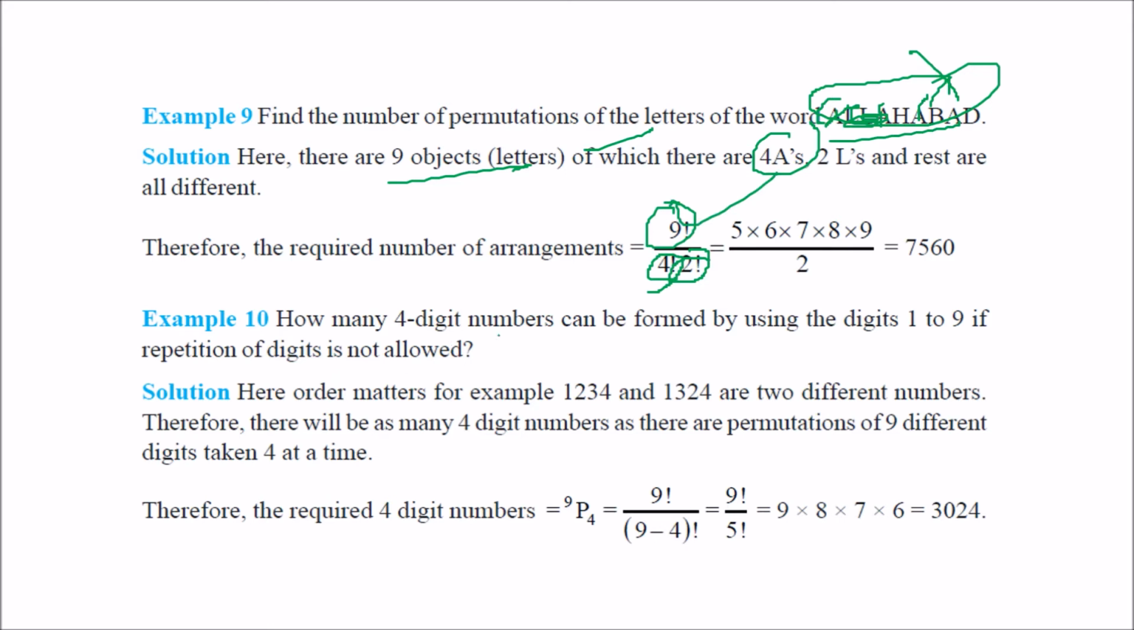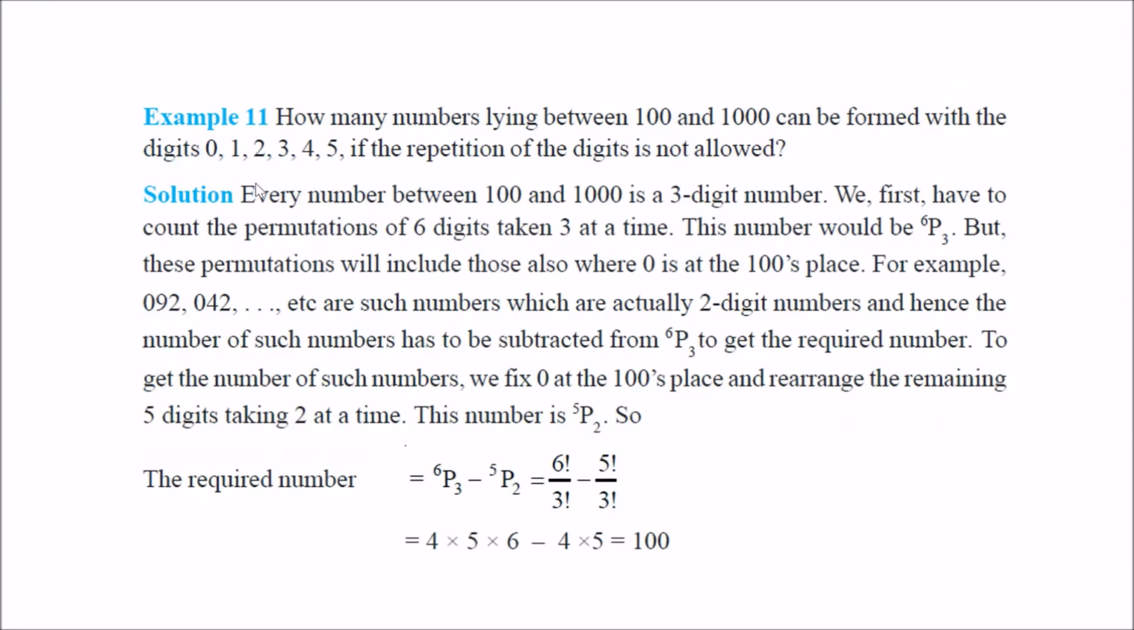Next is how many 4-digit numbers can be found by using the digits 1 to 9 if repetition of digit is not allowed. So it's quite simple because 9 are there. There is no 0. We don't have to worry about 0 coming first. So there are 9 values and you have to choose 4 values from there. So 9P4 will be the answer.